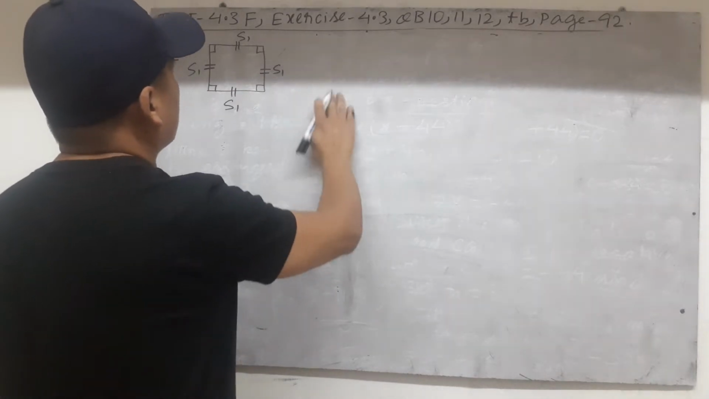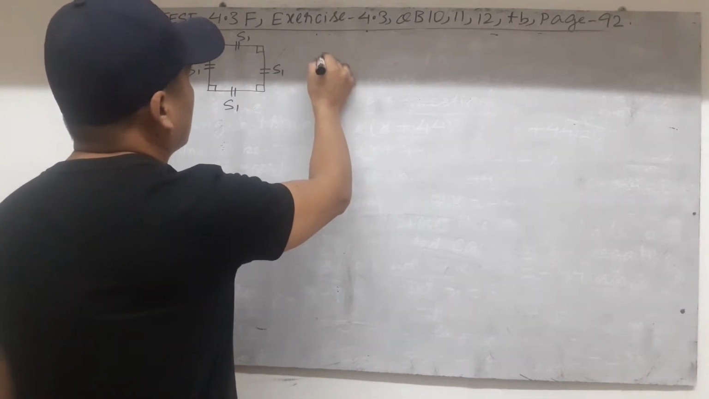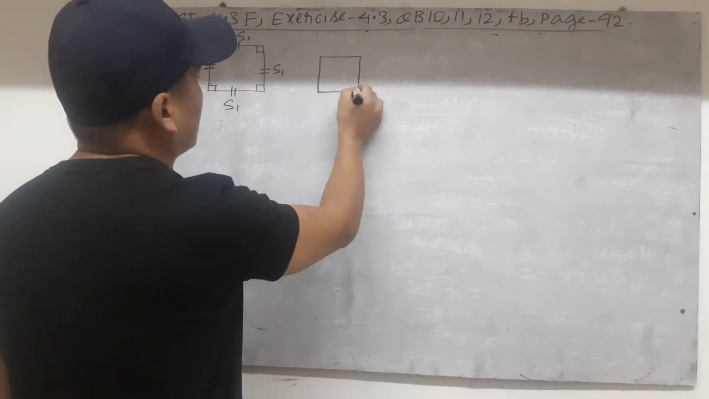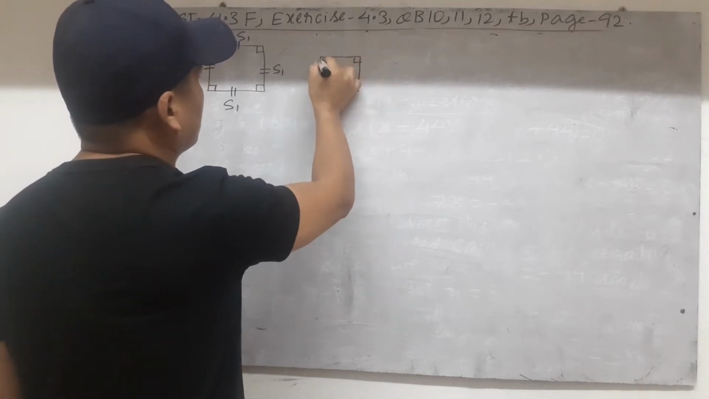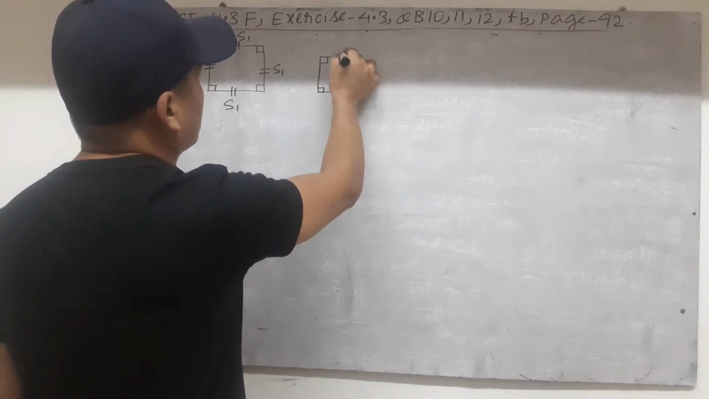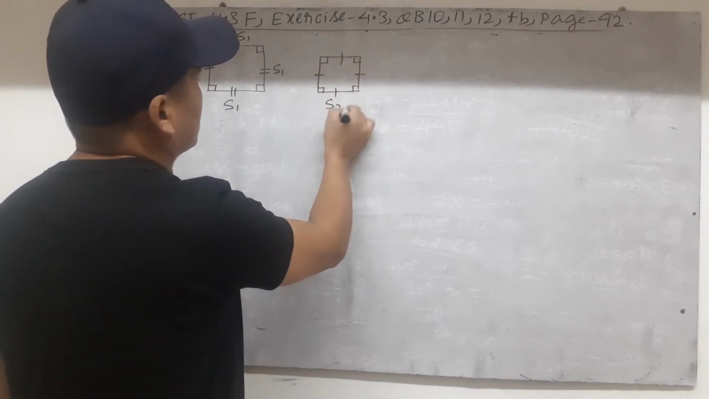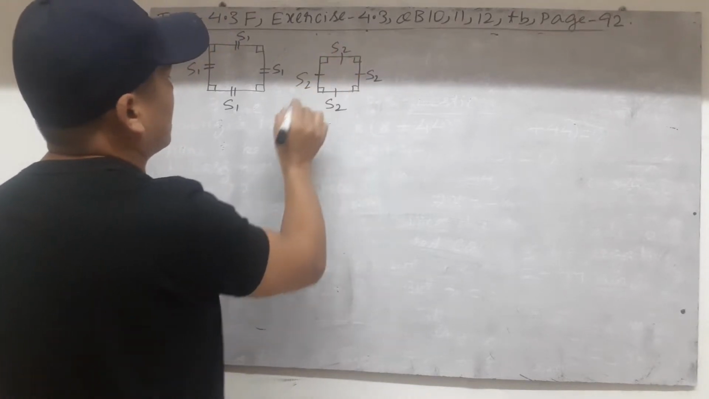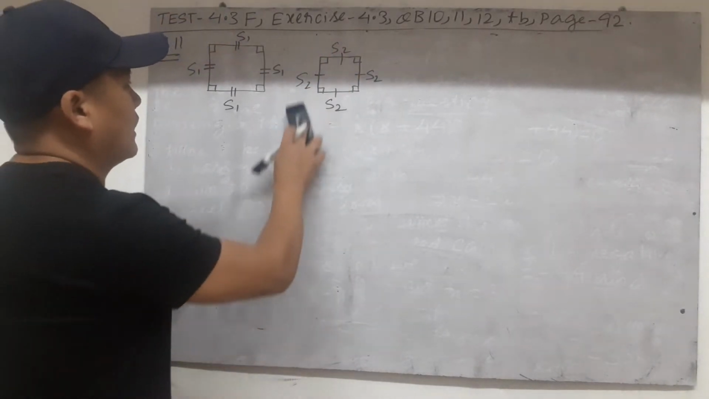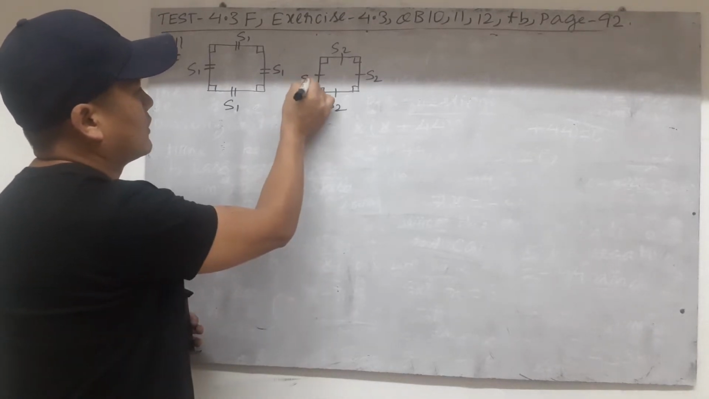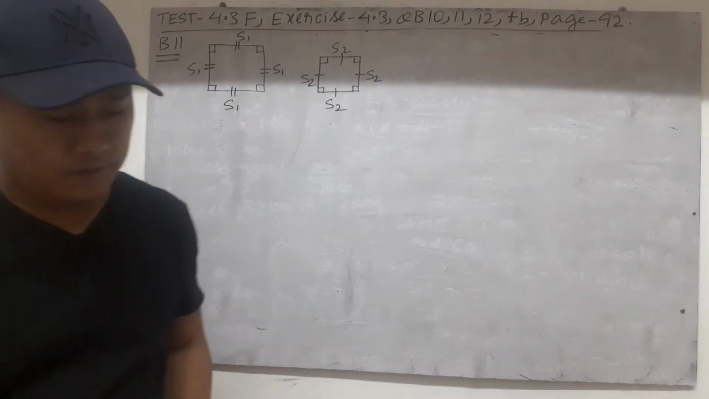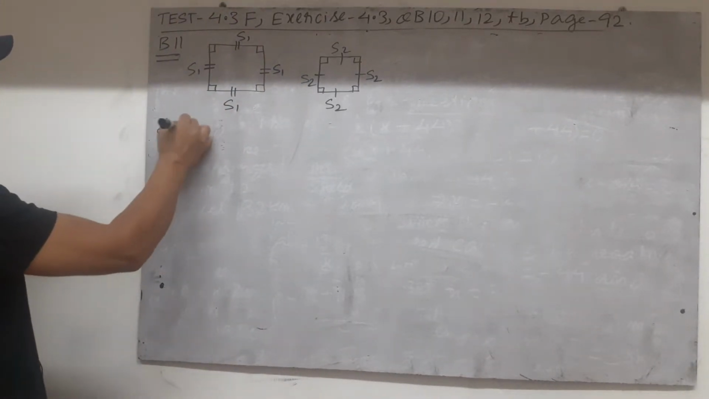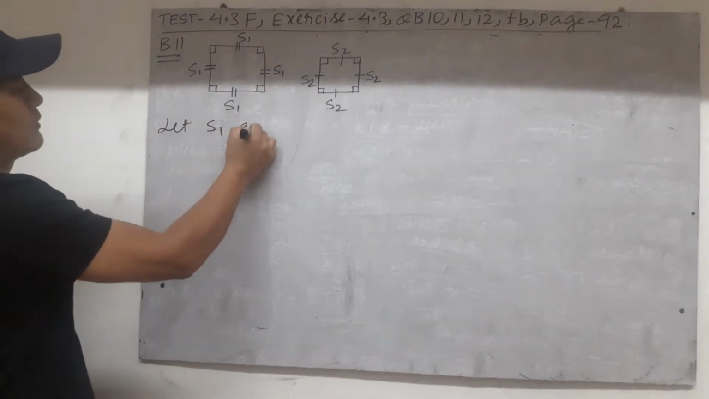And the other one is a smaller square. So let us suppose this is the smaller square. So all the four corner angles will be 90 degree and all the four sides will be equal. Let us say the side is S2, so everywhere the four sides will be S2. So S1 is the side of the larger square and S2 is that of the smaller square.